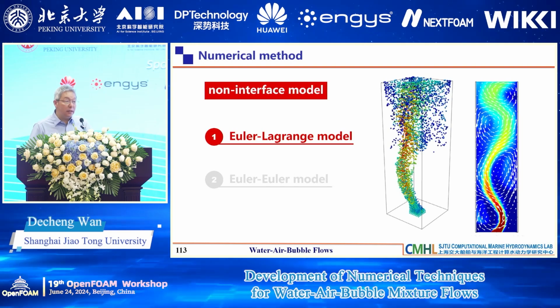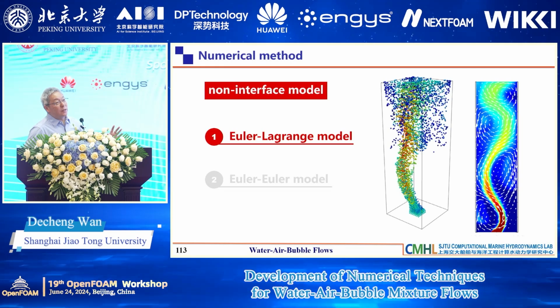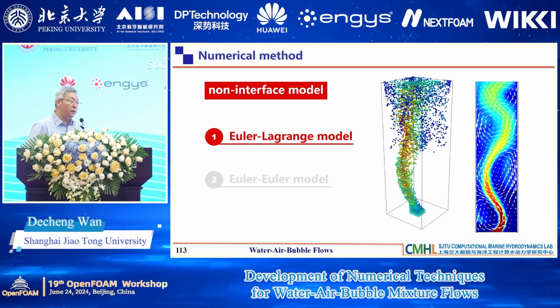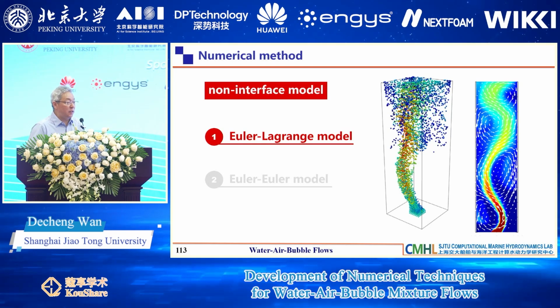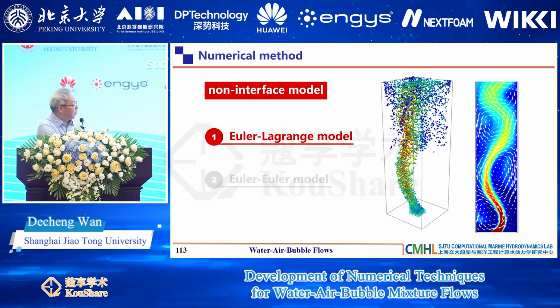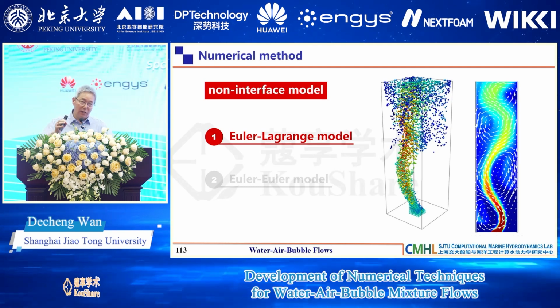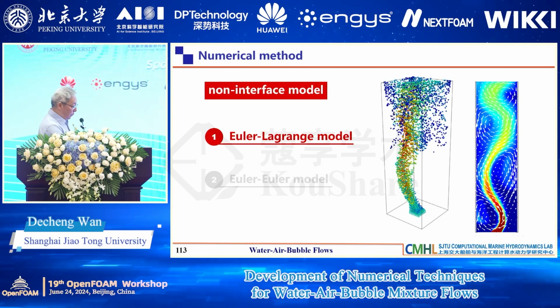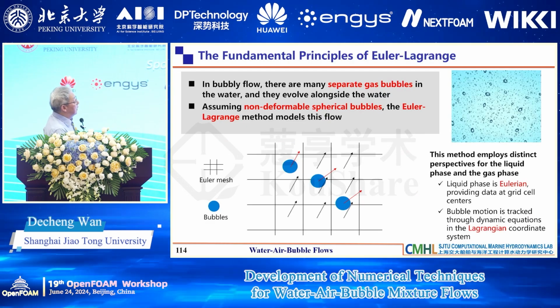So I talked about the interface model. As you said, this is very time consuming. If possible, we want to use much less time to capture this phenomenon. It's possible if we use a non-interface model, the Euler-Lagrange model, and another one, the Euler model. This saves a lot of time, but it's not so accurate.